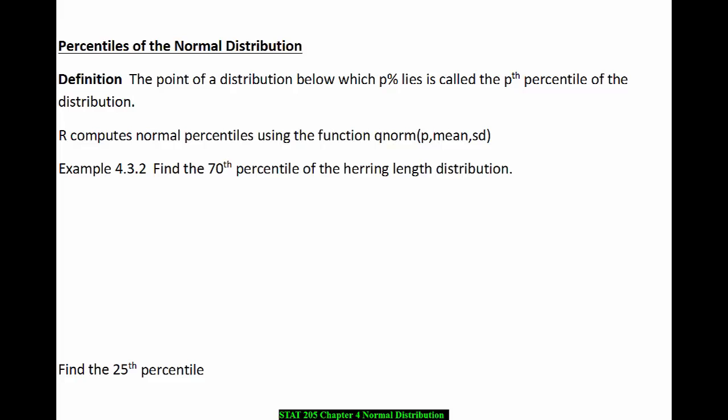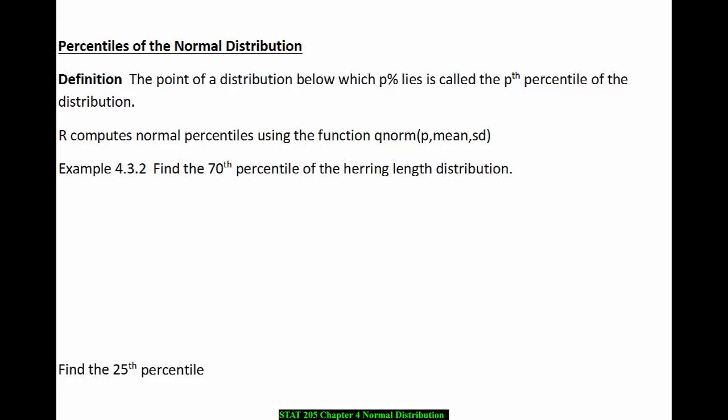Now we're going to go on to task 2, and that is, given a probability, we want you to be able to come back out with the value that's associated with that percent. So we're going to define something called a percentile. The point of a distribution below which p% lies is called the pth percentile of the distribution. You've all heard of percentiles before when you got your standardized exam scores back. If you were in the 99th percentile, that means you did really well. That meant 99% of the distribution scored below you.